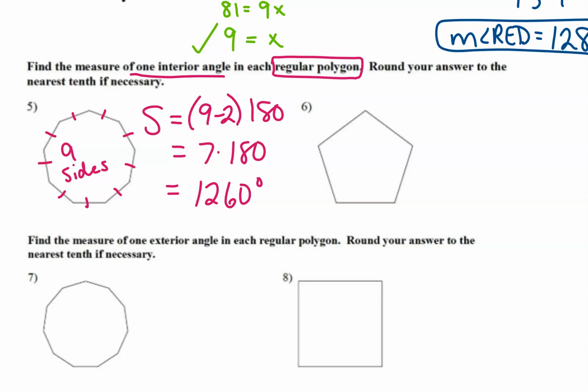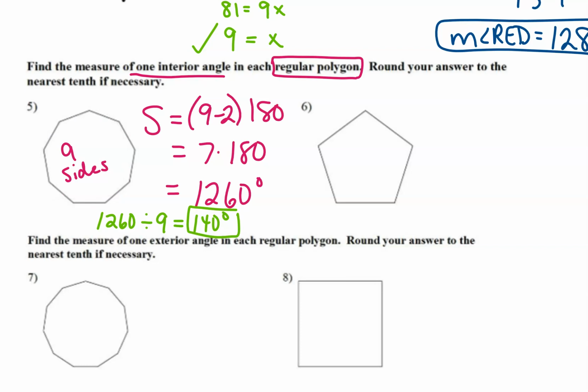Right. So since this is a regular 9-gon, a nonagon, all of those angles would be congruent. So if it's 1260 for all of them, divided by 9, yes, we would just do 1260 divided by 9, which equals 140. 140 degrees. Now, before we move on to the next shape, I want to talk about the exterior angles of this nonagon.